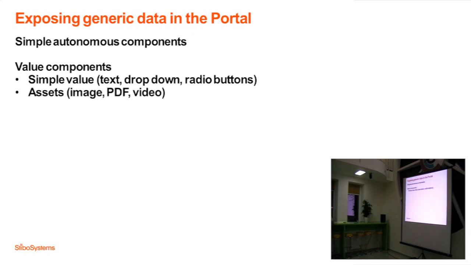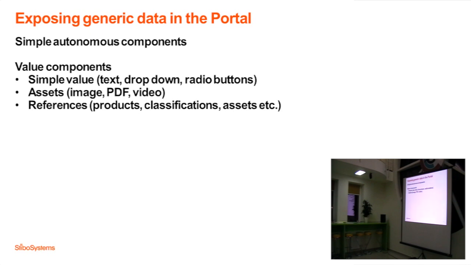It could be something like a single value, just a text, drop down or radio button. It could also be that we want to assign or link an asset to this product. And again, it could be references, like we want to reference other products and put them into some classifications and stuff like that.